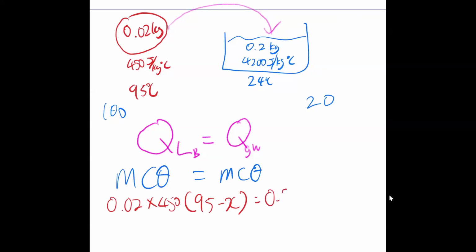Because right now it'll be 0.2 multiplied by 4,200. But I know this thing changed in temperature, increase, right? It's not plus, it's x minus 24. Because at the end of the day, it's the change in temperature. The final temperature of this thing is higher than 24. I want to find the change in temperature with x minus 24.